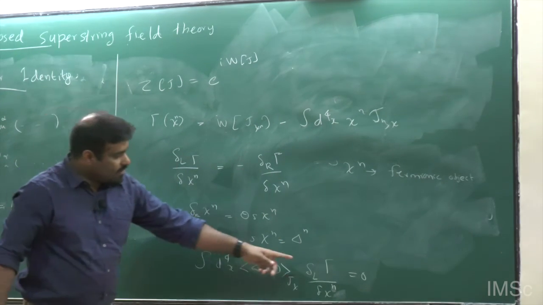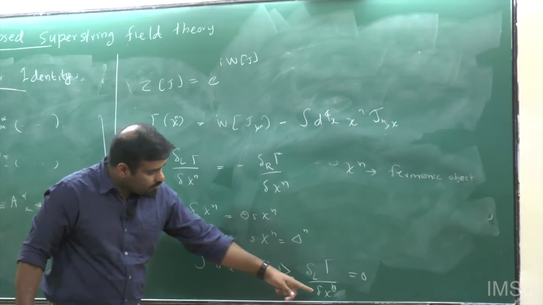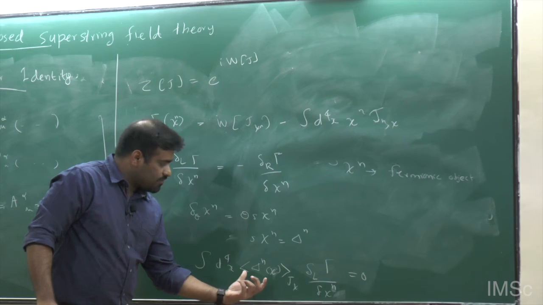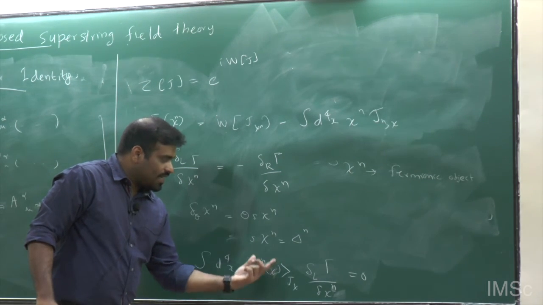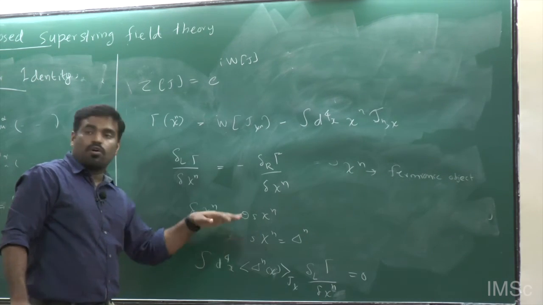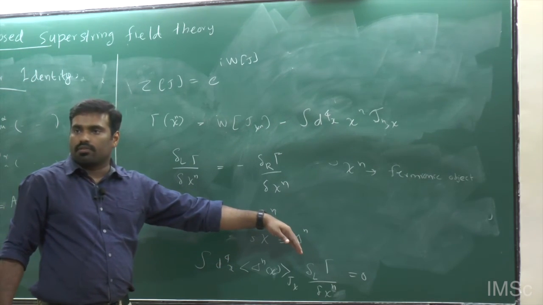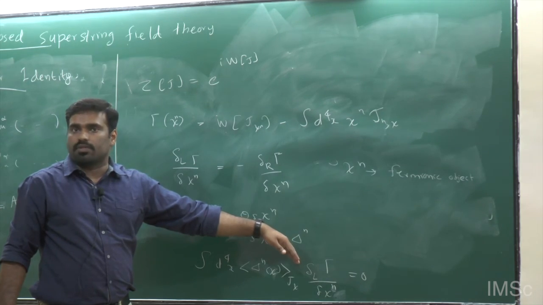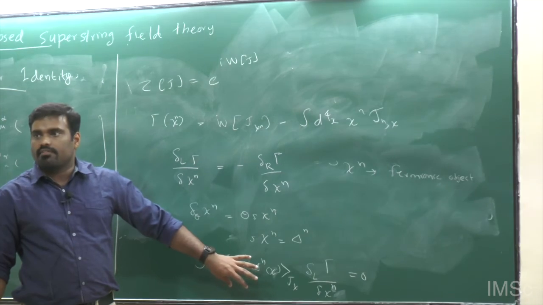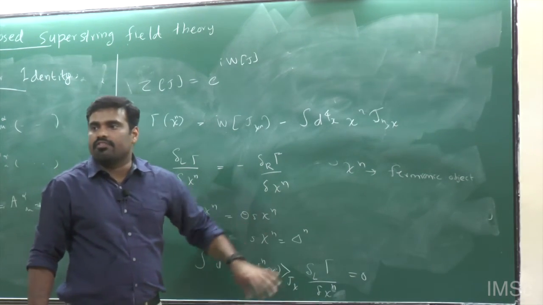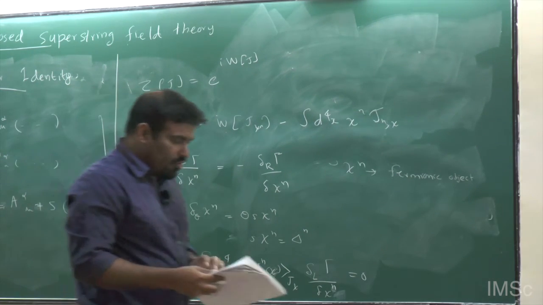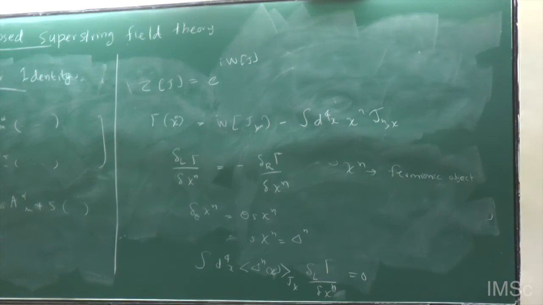So you take the effective action and then consider left derivative with respect to the field χ_n, and then multiply with the expectation value of δ_n, which is just BRST variation of χ_n, and then integrate it over the whole space-time. So that should be equal to 0. So this is a consequence of BRST transformation. A consistent effective action must satisfy this equation. This is a trivial statement that the effective action is invariant under BRST transformation. And this is the Slavnov-Taylor identity for BRST transformation.